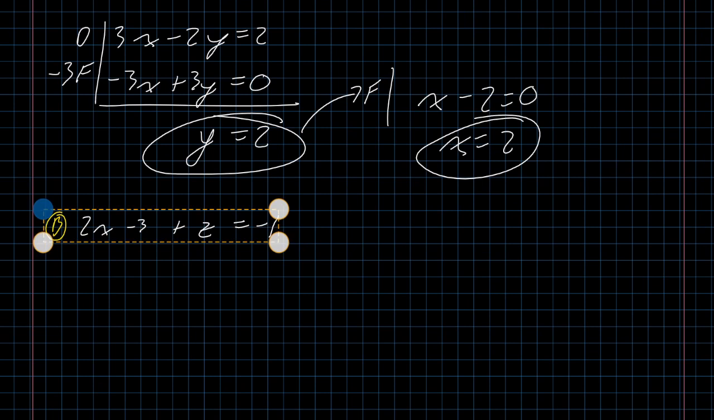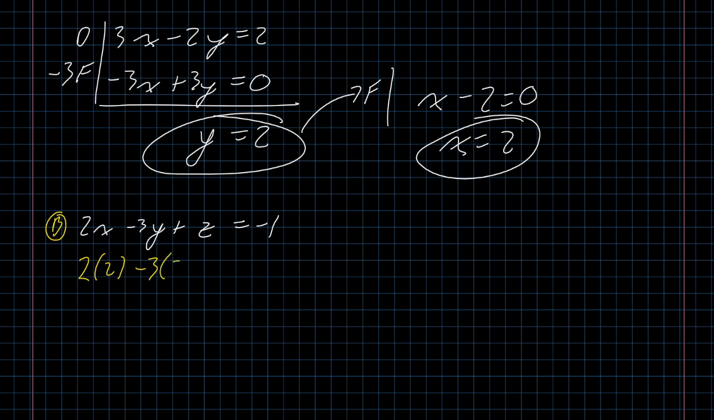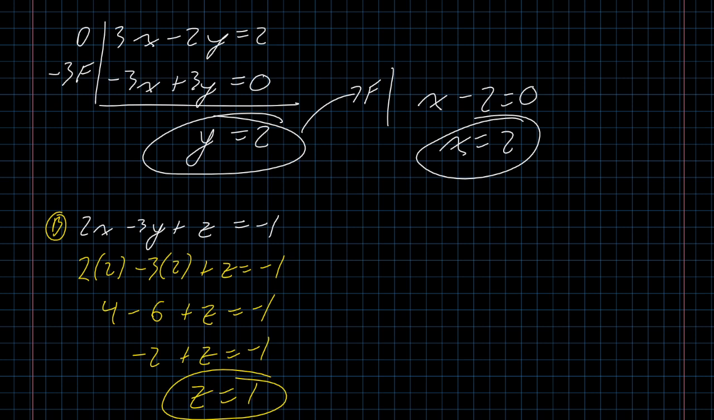I will plug in my values of x and y. So x is 2. My y didn't get copied for some reason. That's okay. My y is 2. So I've got 4 minus 6 plus z equals -1. -2 plus z equals -1. Or z itself is going to be +1. All right, x equals 2, y equals 2, z equals 1.